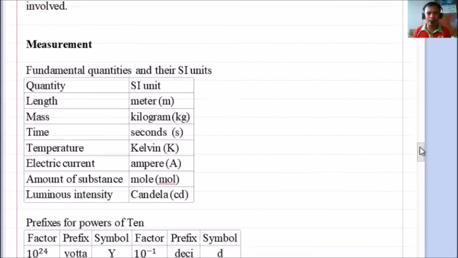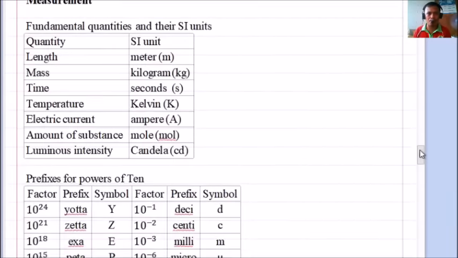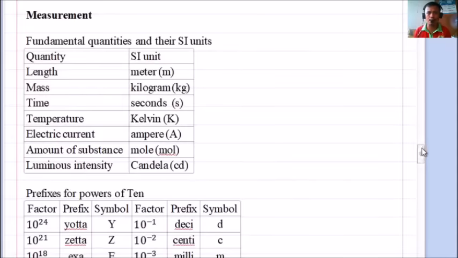Ito naman po yung ilan sa mga basic quantities na ginagamit, and then yung kanilang corresponding SI unit. So, we have the following quantities. We have the length. Basically, that is the distance between 2 separated points. Mass, wherein it measures yung inertia, and of course, it affects the weight of the body.